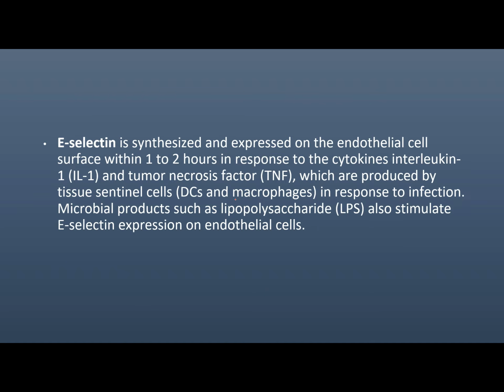Now let's go to another type of selectin, your E-selectin. E-selectin was synthesized and expressed on the endothelial cell surface within 1 to 2 hours in response to the cytokines interleukin 1 and tumor necrosis factor. So please take note of that, class. E-selectin class is found in the endothelial cell surface. And they are usually produced due to the presence of interleukin 1 and tumor necrosis factor.